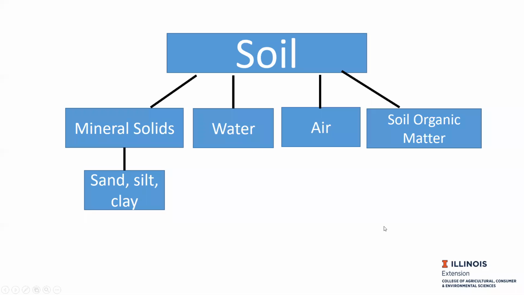Let's see. All right, so to get us going, just as a refresher, what is soil? What are the four components of it? This is our mineral solids, which is our sand, our silt, and the clay. So that soil texture is where the mineral solids really tend to be.